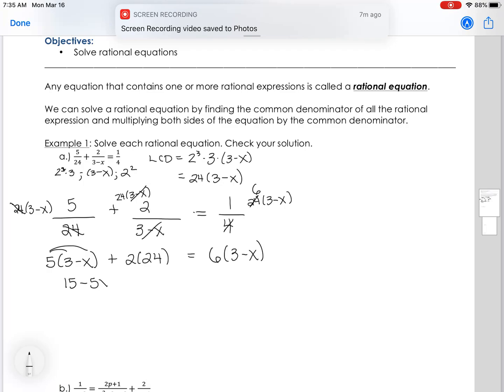So you distribute: 15 minus 5x plus 48 equals 18 minus 6x. Combine like terms, and you end up with 63 minus 5x equals 18 minus 6x. And then when you solve for x, you should get negative 45. Now, don't think you're doing it wrong if you get a negative 45. But what you always want to make sure that you do is sub it back in to check.